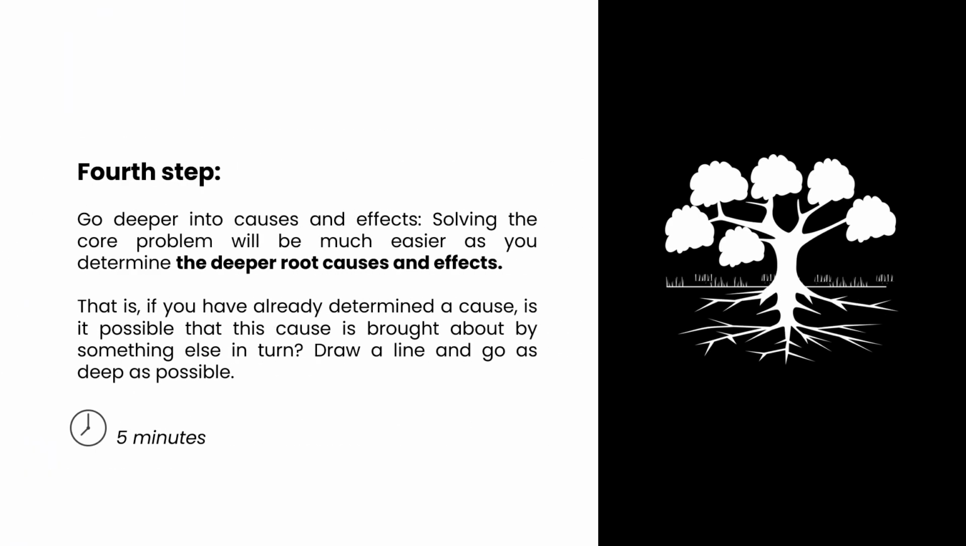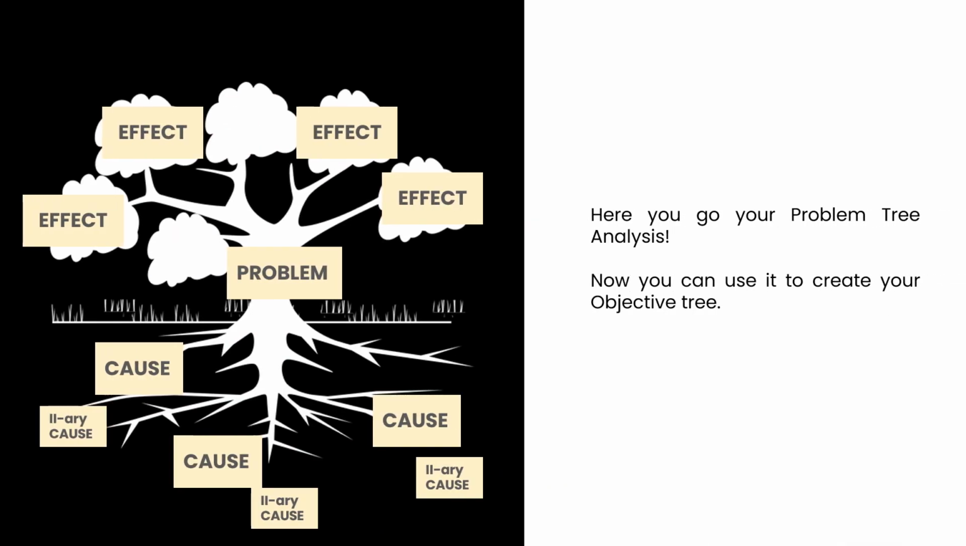Now go deeper into causes and effects. Solving the core problem will be much easier as you determine the deeper root causes and effects. That is, if you have already determined a cause, is it possible that this cause is brought about by something else in turn? Draw a line and go as deep as possible. Here you go, your problem tree analysis. Now you can use it to create your objective tree.